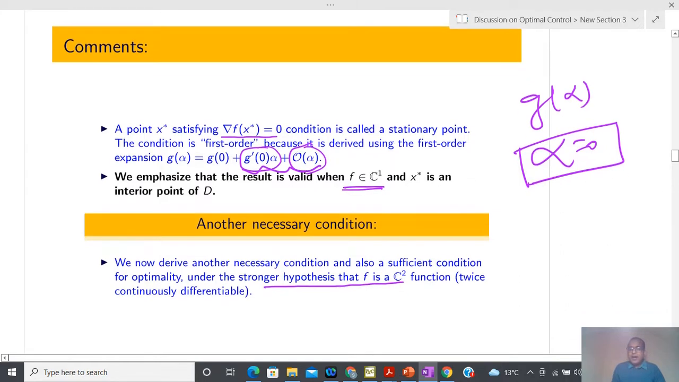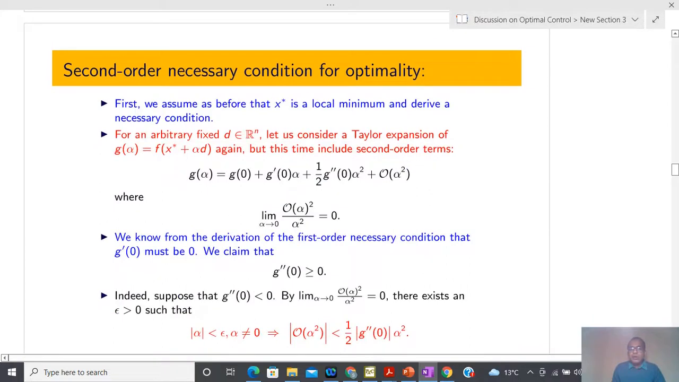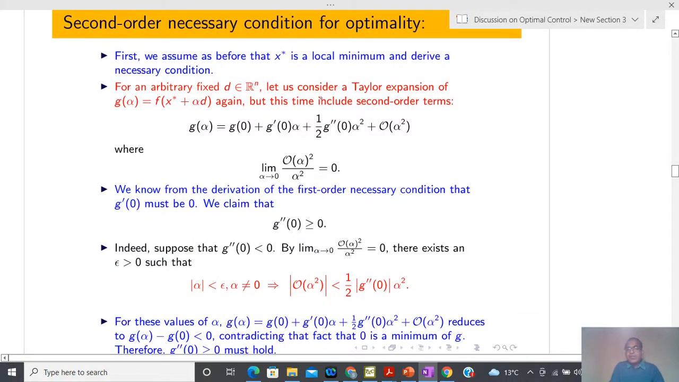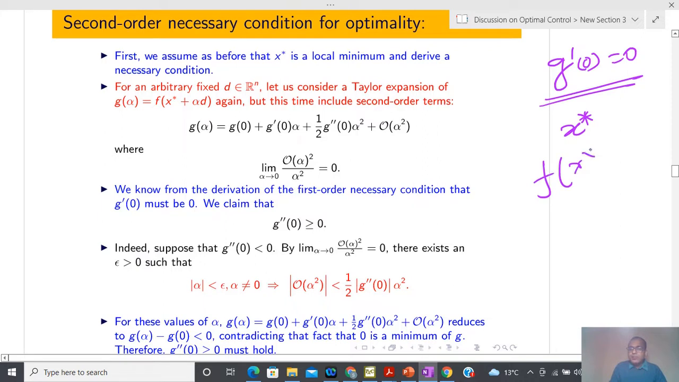After that, I am assuming that the first order necessary condition is satisfied. What does it mean? The first order necessary condition being satisfied means g dash 0 equals 0. So under this assumption that the first order condition holds and x star is the minimum, the corresponding mapping is nothing but g0.